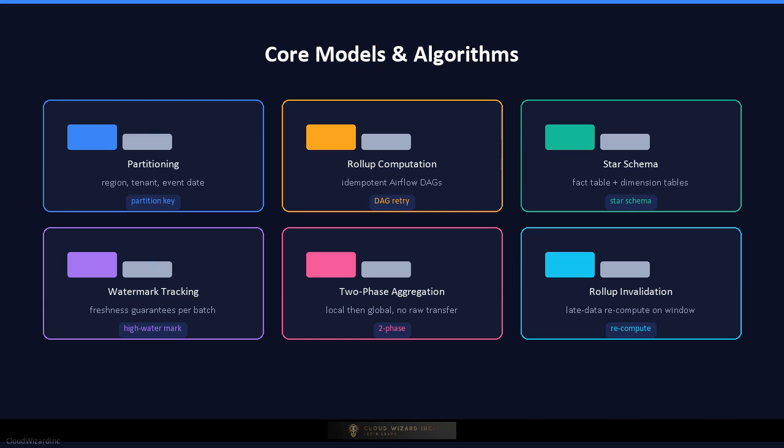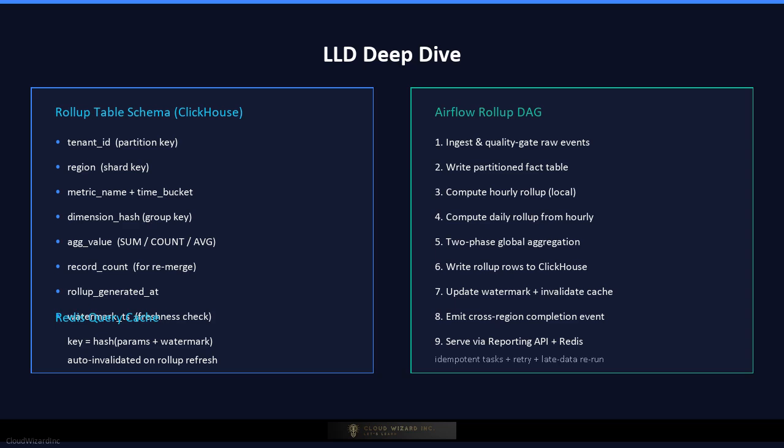Multi-tenant isolation is enforced at 2 levels: row-level security in the serving layer and physical table or schema separation for the highest tier tenants. Cross-region aggregation uses a 2-phase approach. Local aggregates are computed per region, then a global aggregation job merges them, avoiding raw data transfer across borders. Rollup invalidation handles late-arriving data by tracking event time versus ingestion time and rerunning rollup tasks when late records fall within the rollup window. Now the low-level design deep dive.